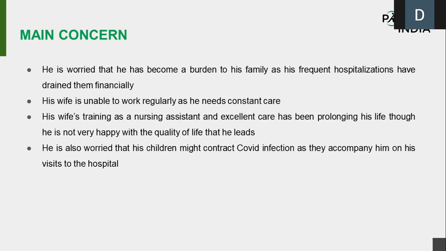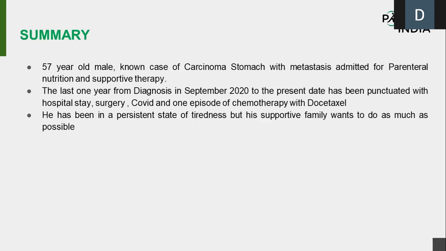Next slide, please, Raju. So I started with a 56-year-old male. Through the last 1 year, he's a 57-year-old male, known case of carcinoma stomach with metastasis, admitted for parenteral nutrition and supportive therapy. The last 1 year from diagnosis in September 2020 to the present date has been punctuated with hospital stays, surgery, COVID, and one episode of chemotherapy with docetaxel. Chemotherapy could not be continued much because of his tiredness and weakness. He has been in a persistent state of tiredness, but his supportive family wants to do as much as possible.